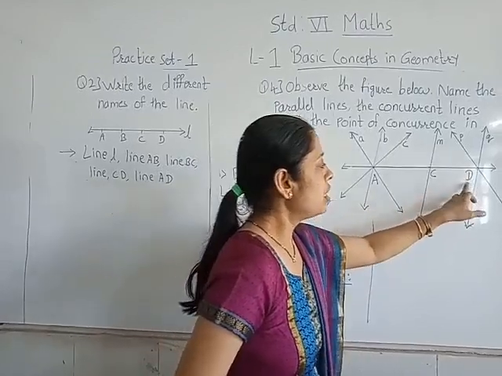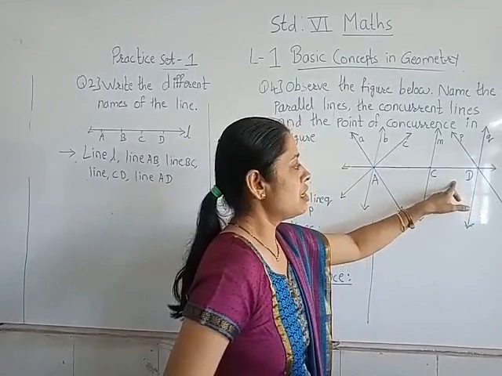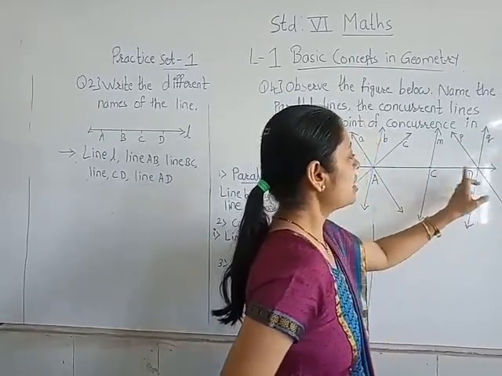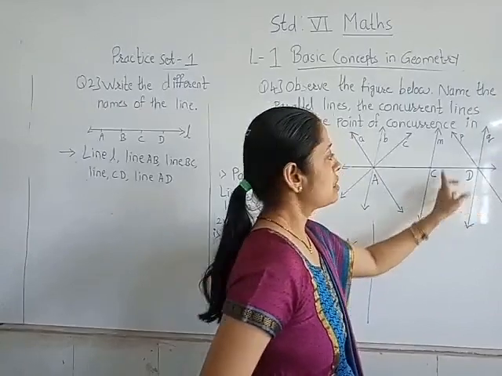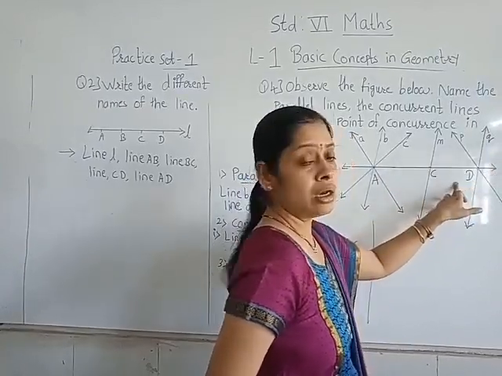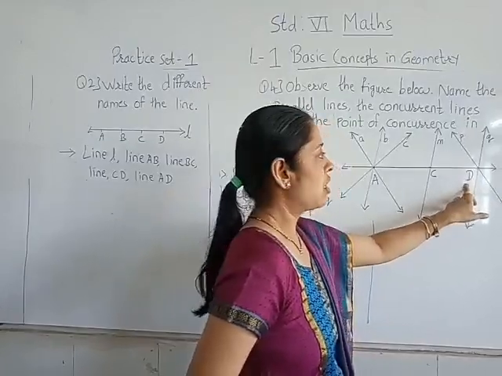Now find out near point D, how many lines passing? Line P, line Q and line CD. Three lines passing through point D. So these are concurrent lines and D is the point of concurrence.